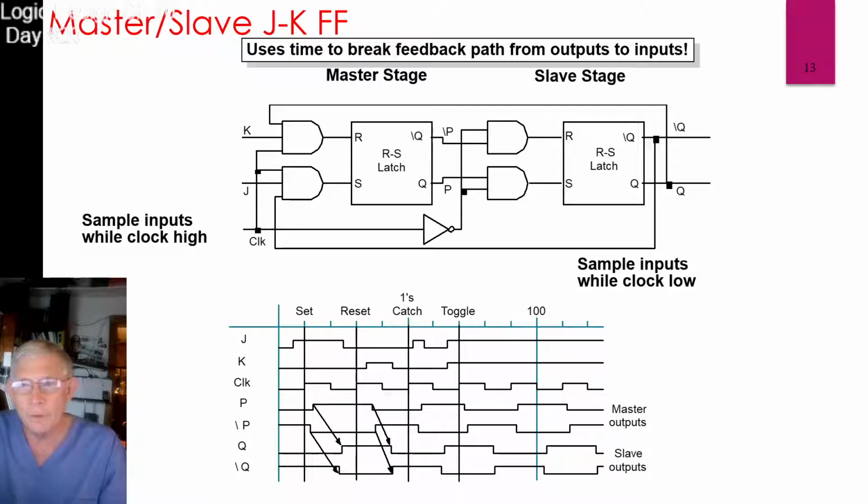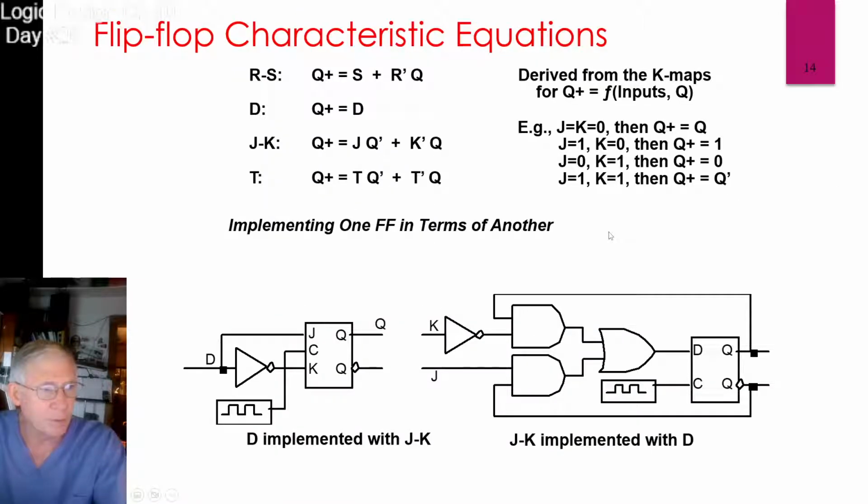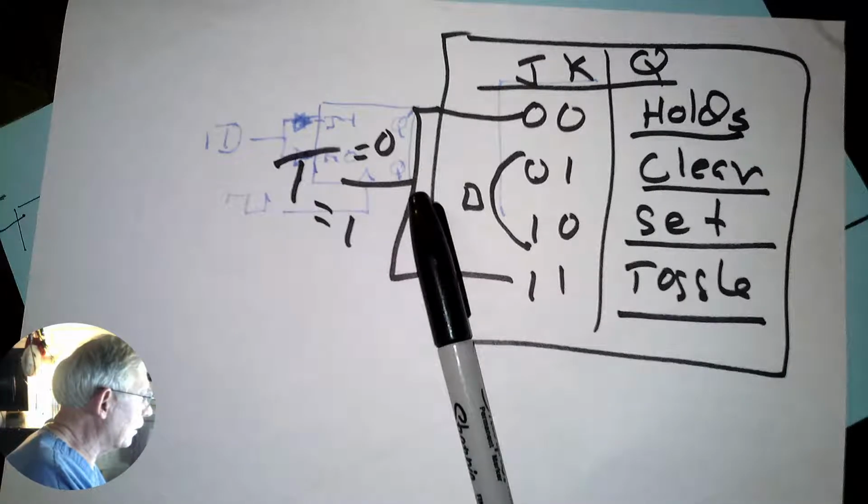All right, now we're going to move along here. So now we have some characteristic equations, and I'm not going to ask you to memorize these, but I do want you to remember this table for the JK: 0, 0 holds, 0, 1 for JK clears, 1, 0 sets, and 1, 1 toggles on the next clock pulse.